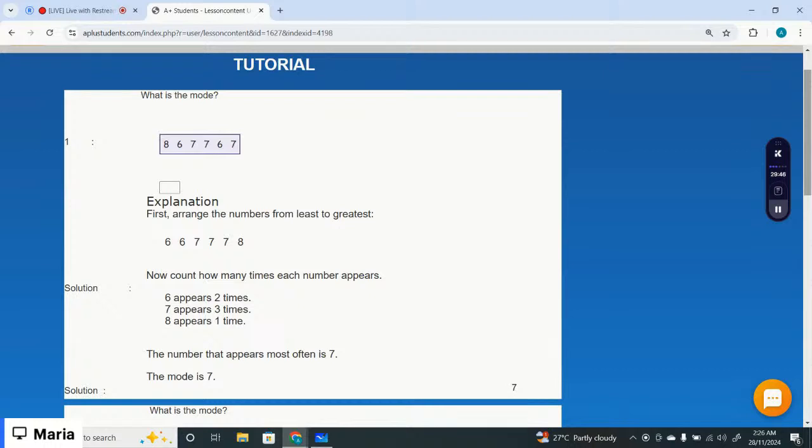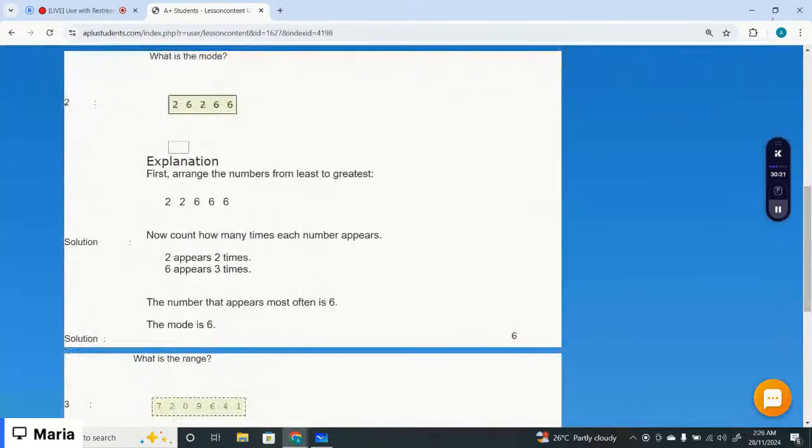6 appears 2 times in the given data, 7 appears 3 times, and 8 appears 1 time. So that means the correct option is 7, because 7 is the number that appears the most of the time in the given data. So the mode value is 7. The correct option is 7.